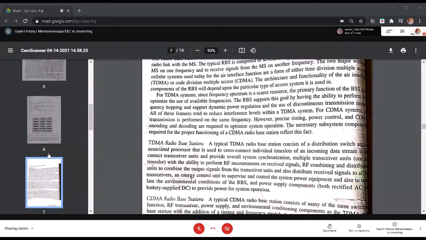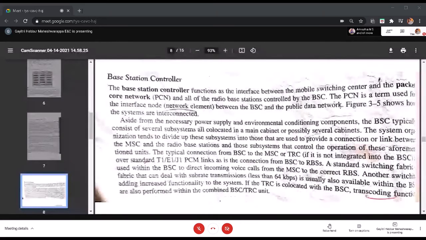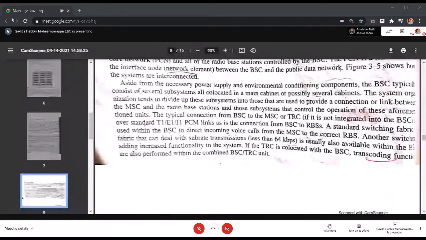But in case of CDMA, the same frequency is used for all the transmissions, and for precise timing, power control, and security purposes, we use encoding and decoding to optimize the system operations. So that is the major difference between TDMA and CDMA radio base stations. And next we'll see the base station controller.